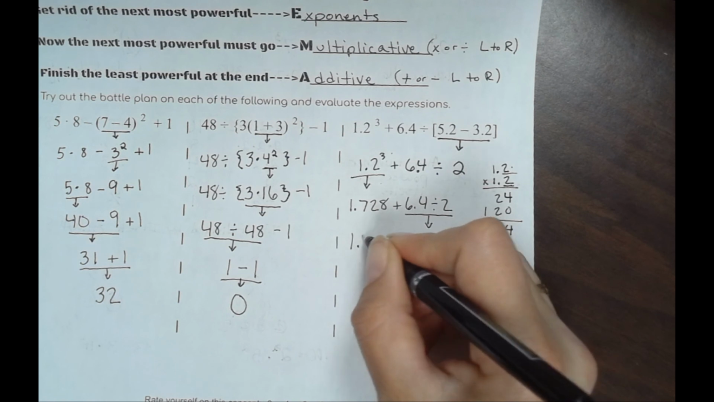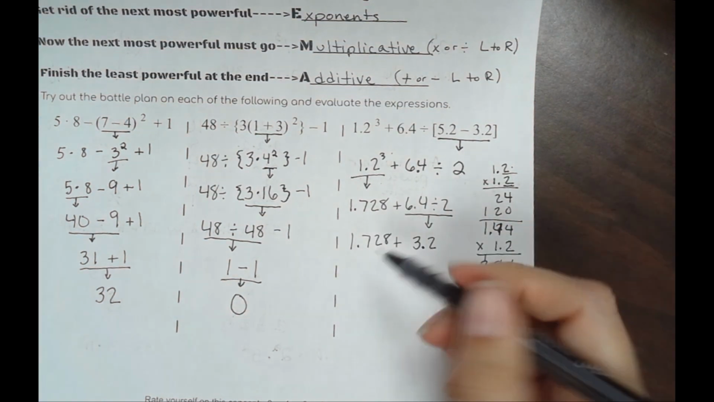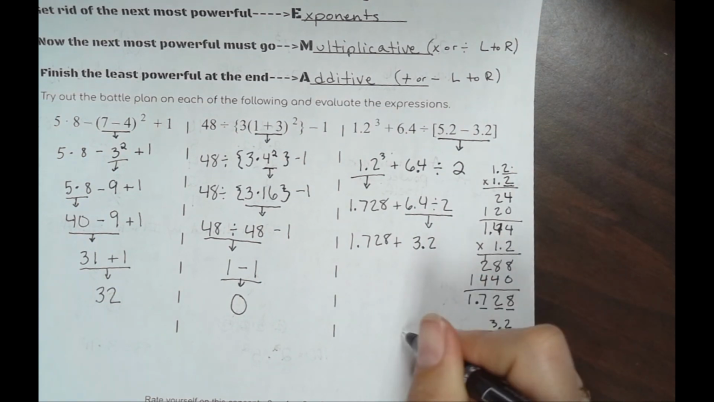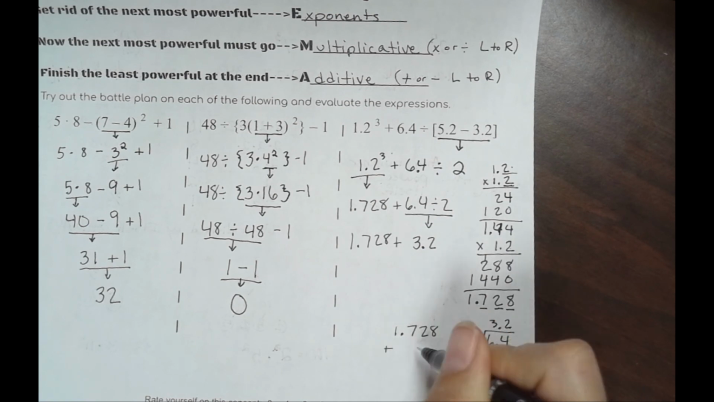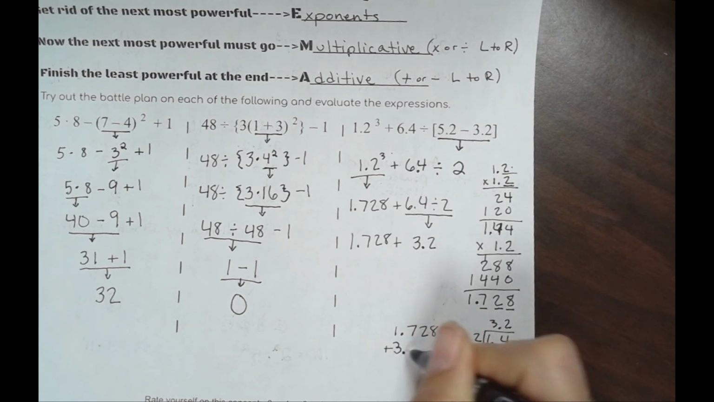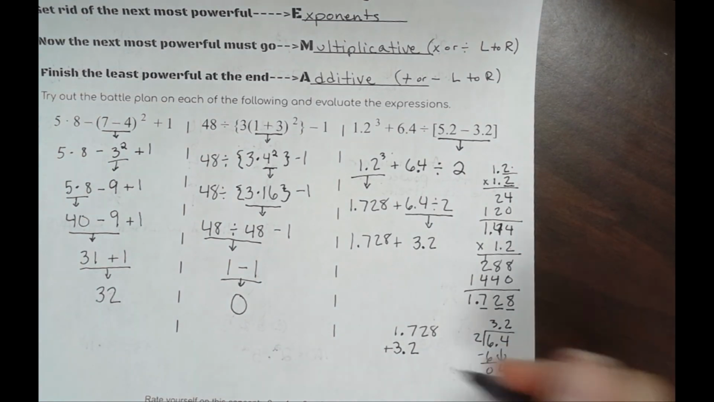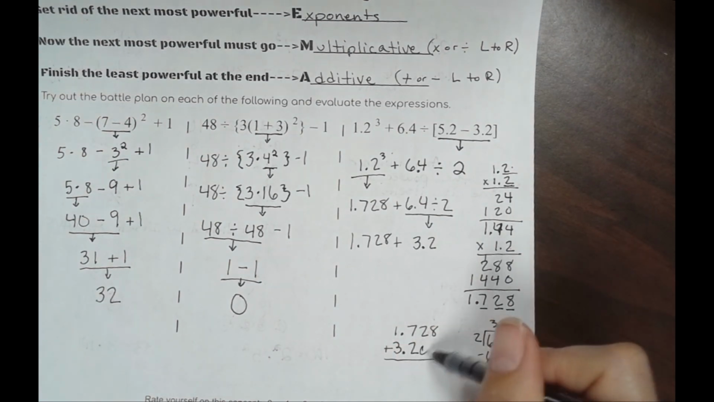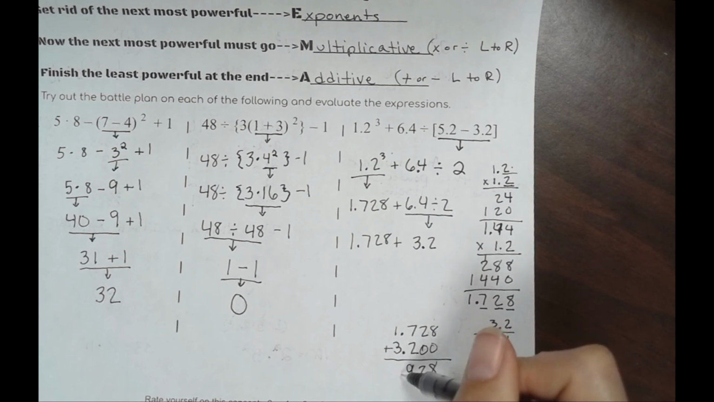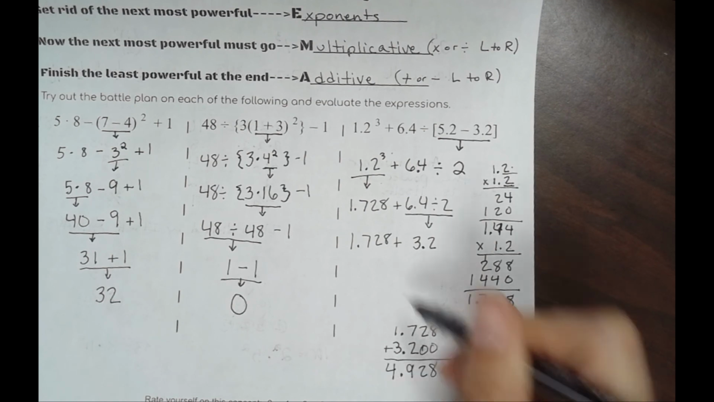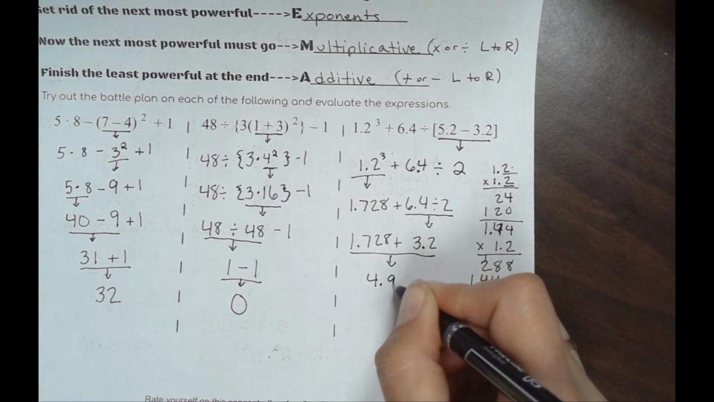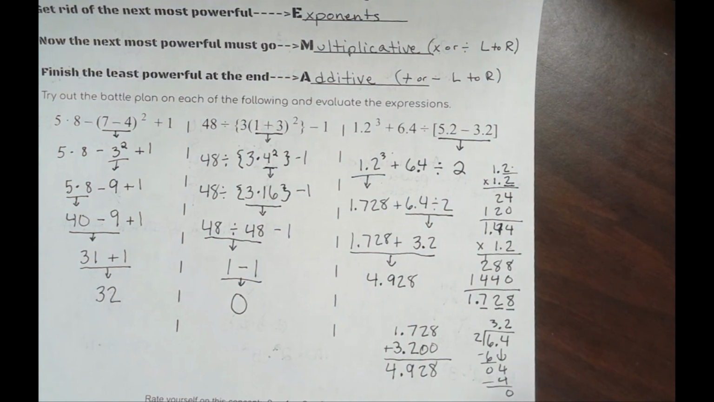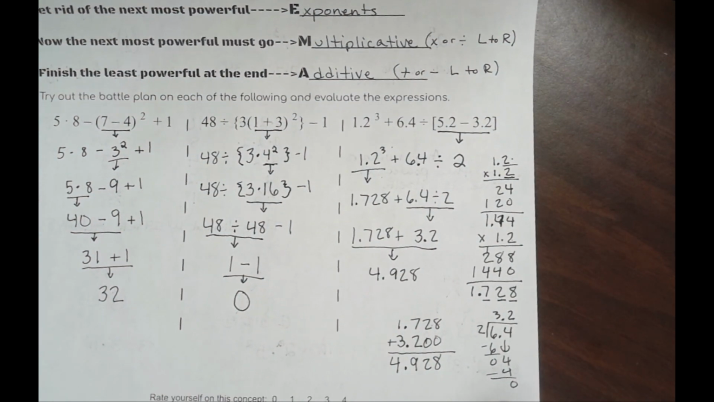Now, all I have left is to add these together. So I'm going to add them together, but it's easier for me to do it if I line up the decimals. I just want to show you that it doesn't matter if it's decimal or fraction. Order of operations works the same way. So 8 plus 0 is 8, 2 plus 0 is 2, 7 plus 2 is 9, point, and 4. So this all simplifies to become 4.928.